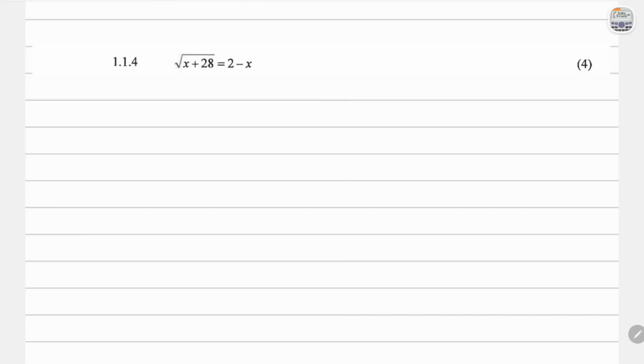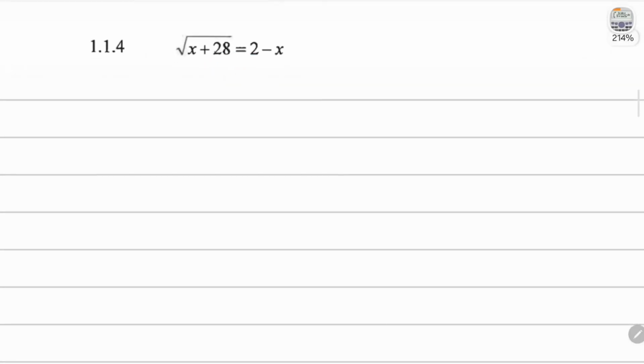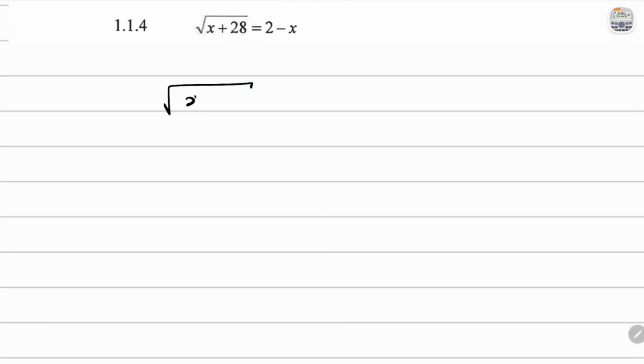Moving on to the next question. Question 1.1.4, we have an equation with a surd. The first thing we do is isolate the surd. Now the surd is already isolated, so we can move on to the next step, which would be to break open that surd, to square the surd. So we need to square this side, but because this is an equation, what you do on the one side, you must do on the other side.